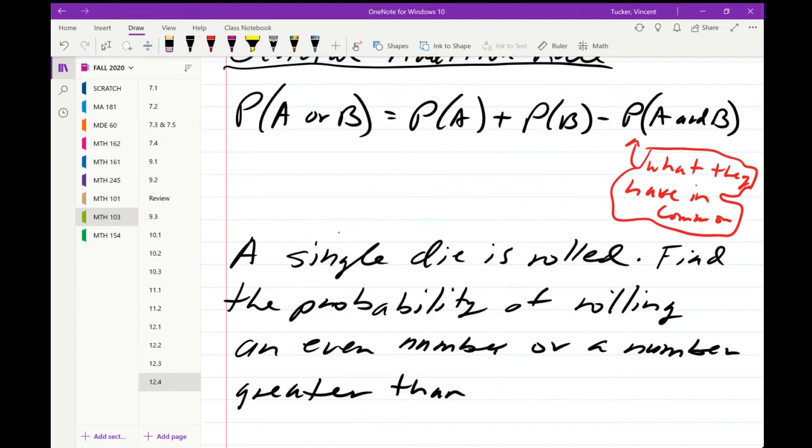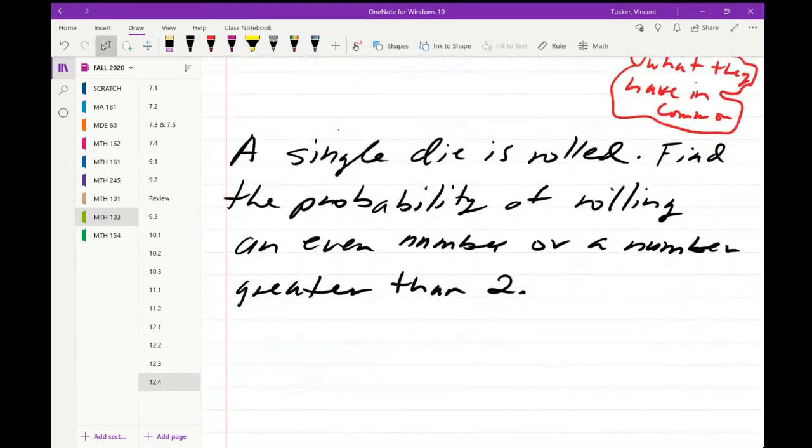Let's say greater than 2. All right, a single die is rolled. Find the probability of rolling, or landing, an even number. I should say landing. Anyway, an even number or a number greater than 2. All right, so let's look at each event. You have even number and then number greater than 2.